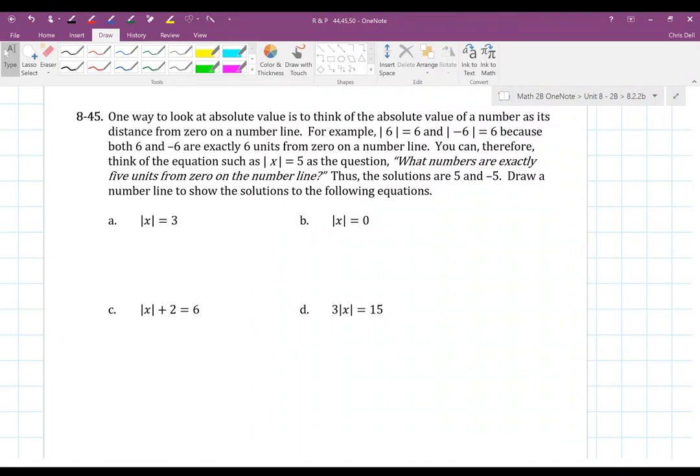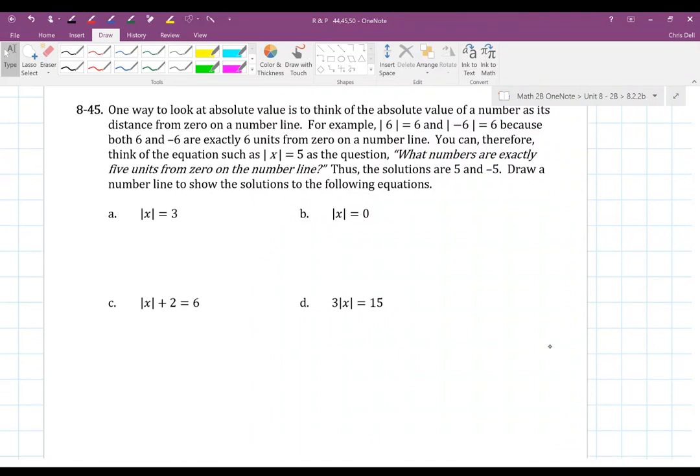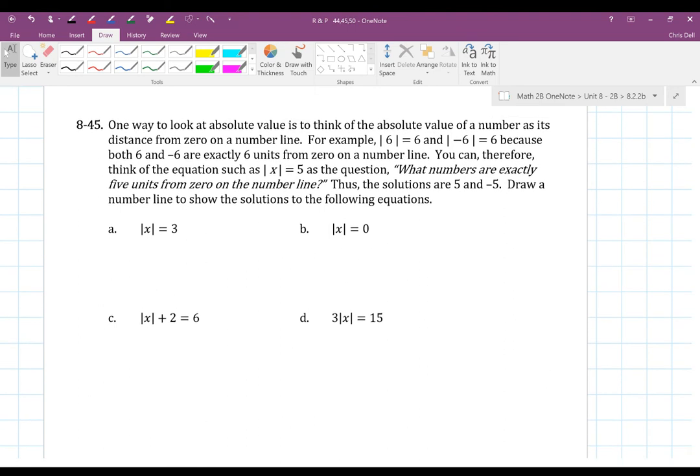We are looking at absolute value equations and determining their solutions and understanding what they mean. So this is a problem from CPM Math 2, Integrated Math 2, and this is section 8.2.2, number 8-43.